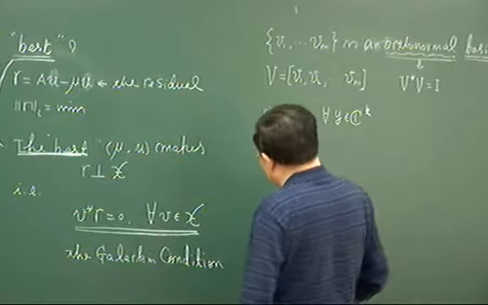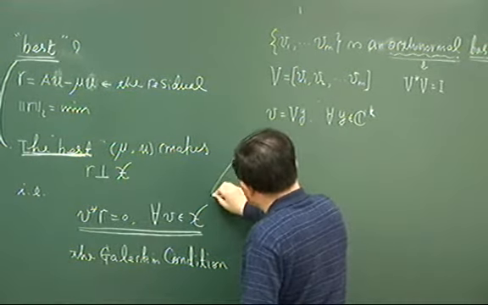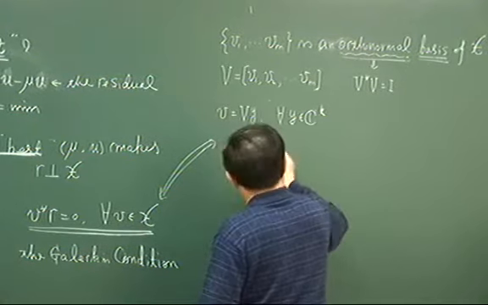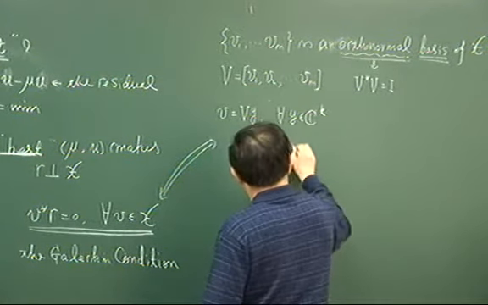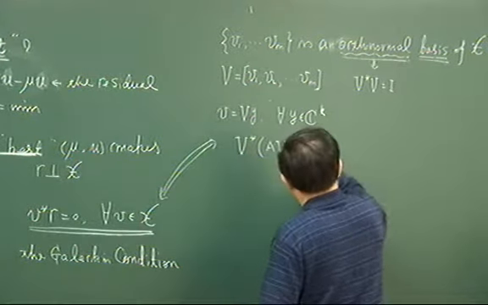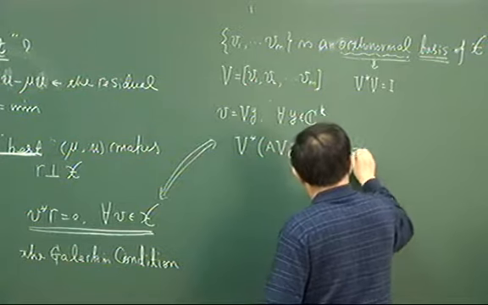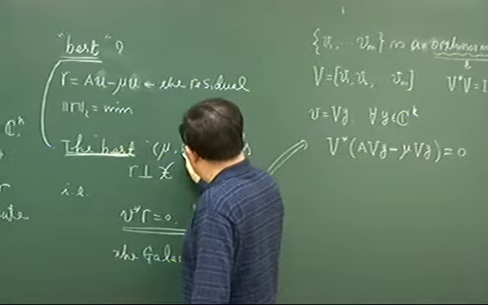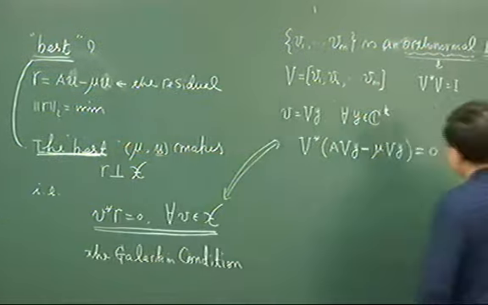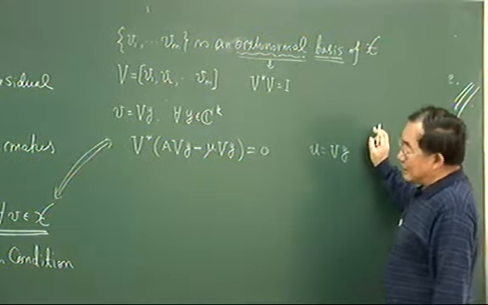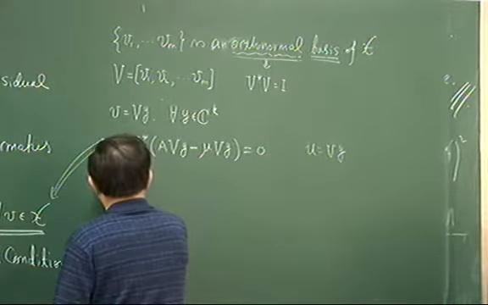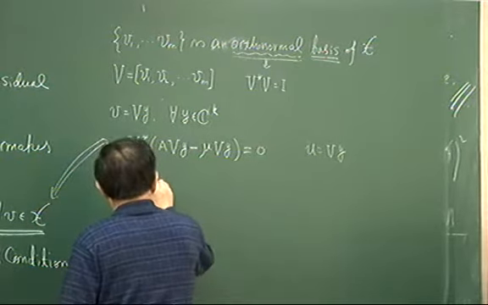So this condition is equivalent to this form: V star A V y minus mu y is equal to zero. Here u is equal to V y. So this condition is just equivalent to this one, and from here we get the equation that y must satisfy.